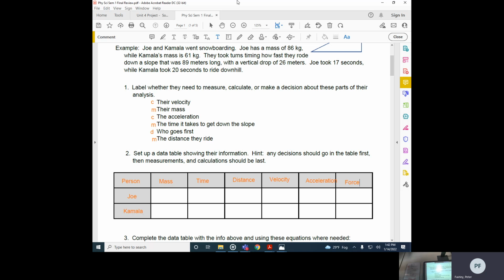Just so you know, this is exactly what your test is going to look like. It's not going to be Joe and Kamala. In fact, they're not even going to be snowboarding. It's going to be a different story problem with different numbers, different situation, but you approach it the same way as this. So make sure you know how to do it. This is a practice test, basically. Fill in time, mass, and distance right now.